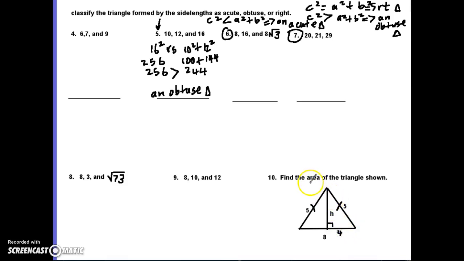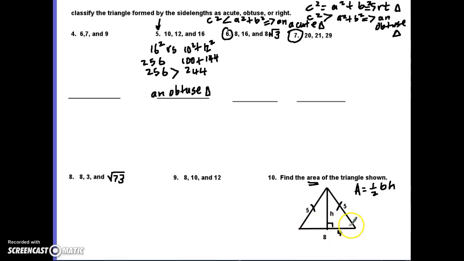And to find the area, you have to be thinking, what is the area of a triangle again? And I trust you would say, oh yes, its area of a triangle is equal to 1/2 the base times the height. Say that with me. The area of a triangle is equal to 1/2 the base times the height.